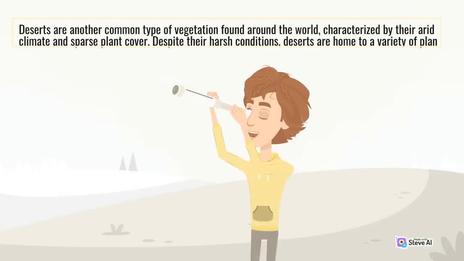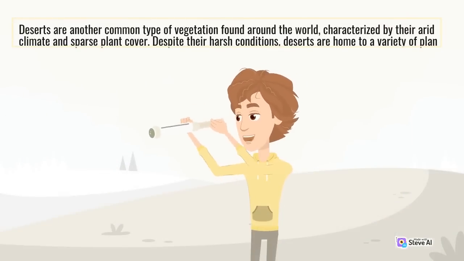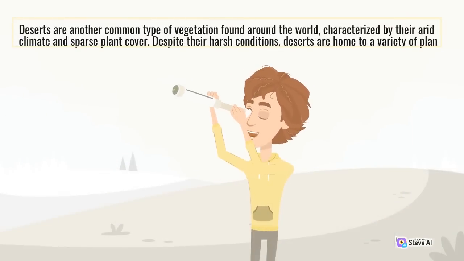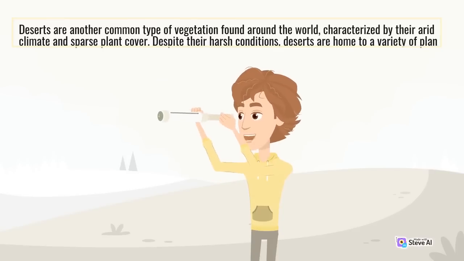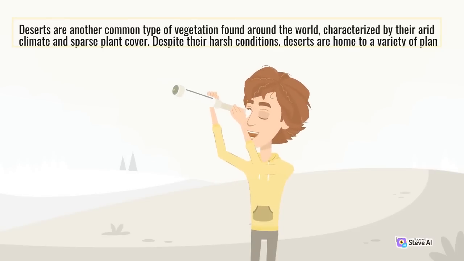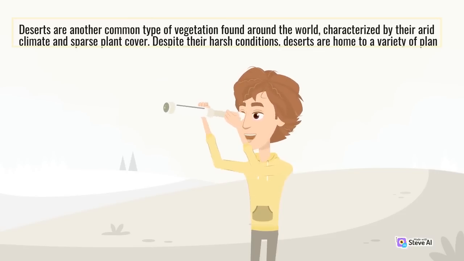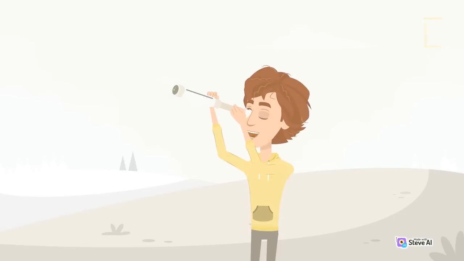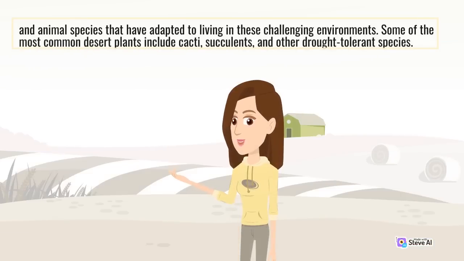Deserts are another common type of vegetation found around the world, characterized by their arid climate and sparse plant cover. Despite their harsh conditions, deserts are home to a variety of plant and animal species that have adapted to living in these challenging environments. Some of the most common desert plants include cacti, succulents, and other drought-tolerant species.